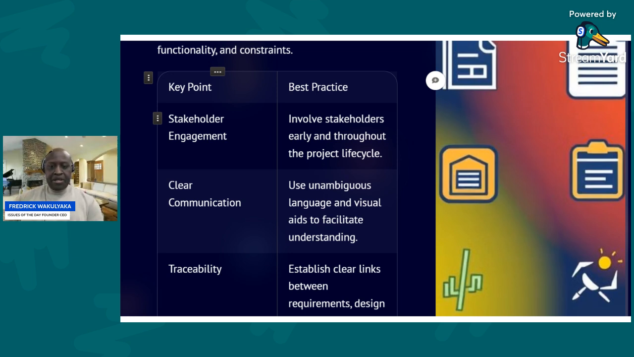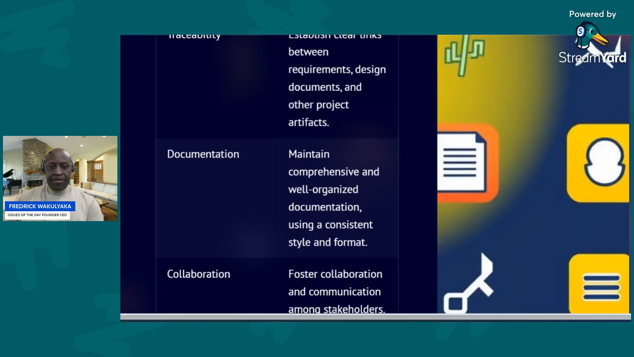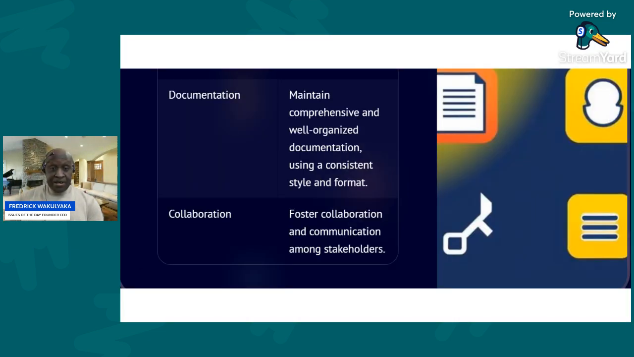Traceability. Establish clear links between requirements, design, and other project artifacts. Documentation. Maintain comprehensive and well-organized documentation using a consistent style and format. Collaboration. Foster collaboration and communication among stakeholders.